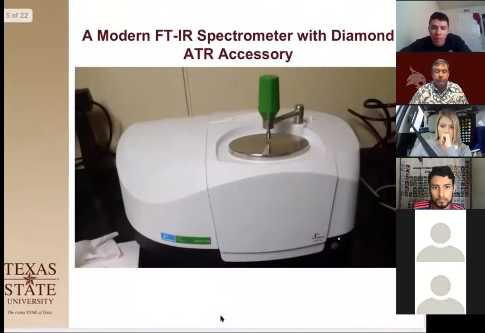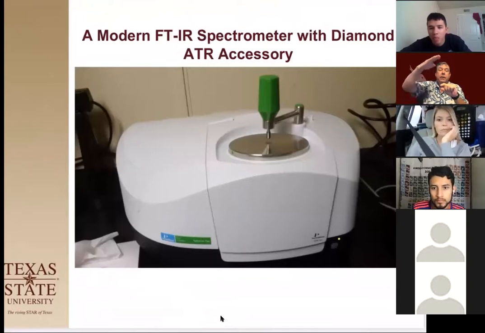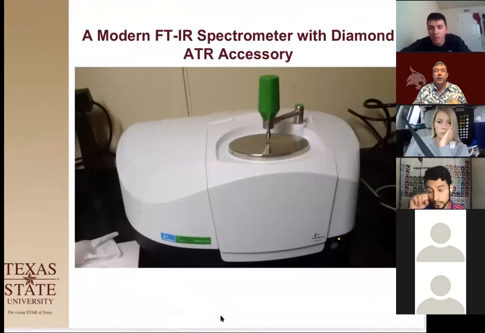Okay, and many of you might have used this. This is one of the coolest things. This is what we call a diamond ATR, which is attenuated total reflectance. Basically, you can just put anything on that, clamp it down, it shoots IR through the diamond, and you get your spectrum. You don't have to prep any more than that. They're really cool.